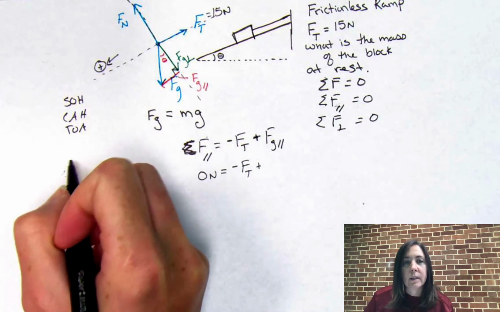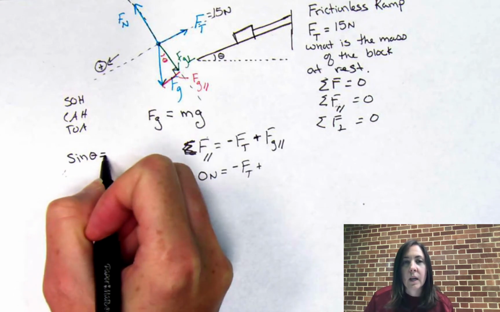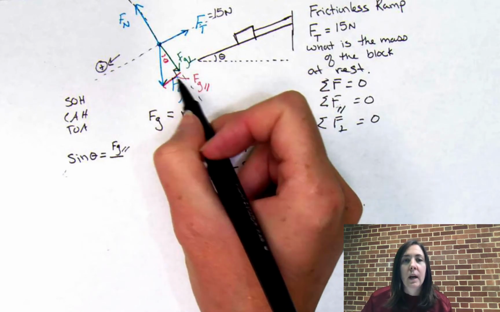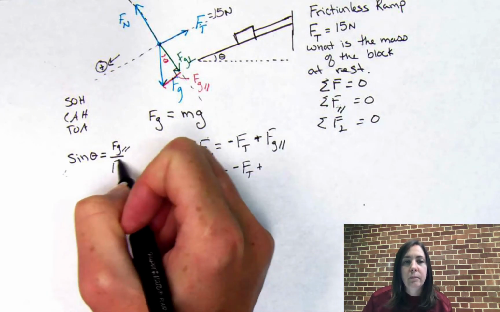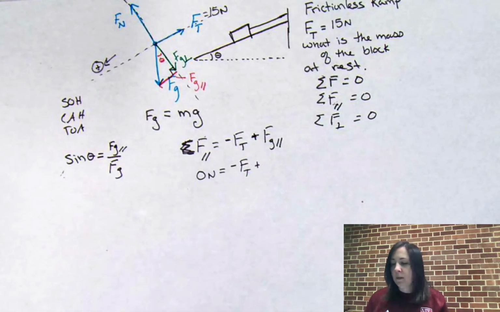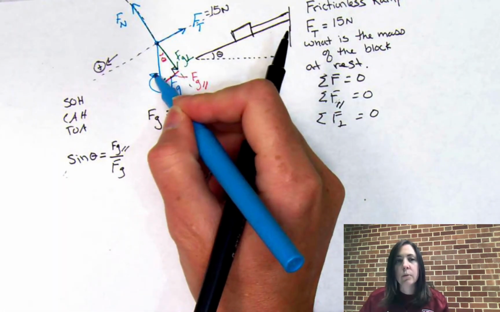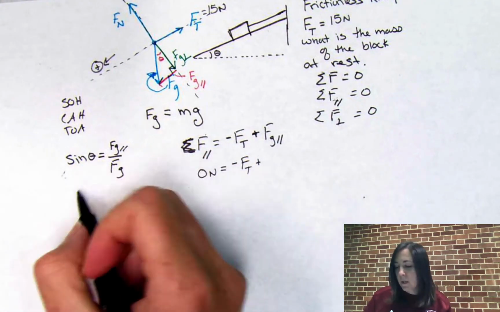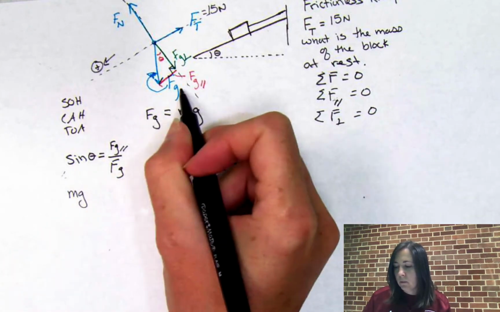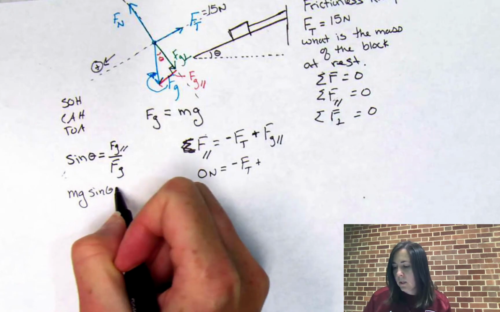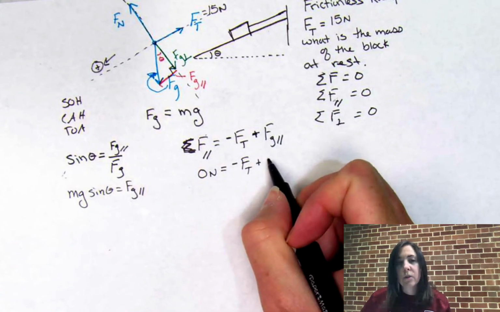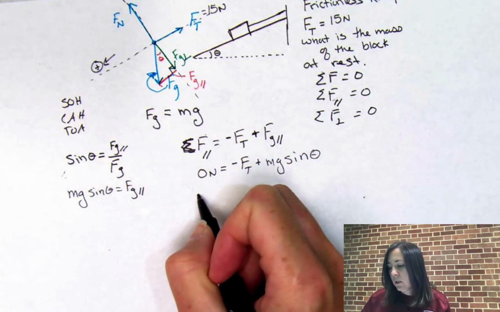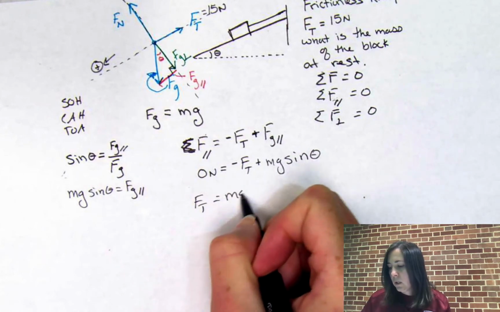So if I write the sine of theta is the opposite, the force of gravity parallel to the ramp, that's the opposite side, over the force of gravity. I should have written my force of gravity over here so it doesn't get confused with the force of gravity parallel. All right, and so we can just multiply both sides by the force of gravity. So mg sine theta is the force of gravity parallel to the ramp. So we can just plug that in right here. mg sine theta. Move the force of tension to the other side. Ft is mg sine theta.